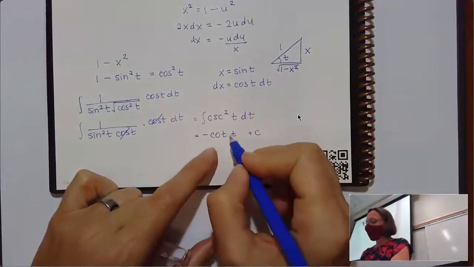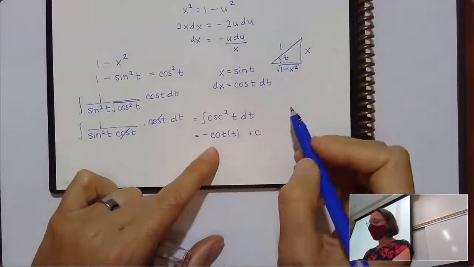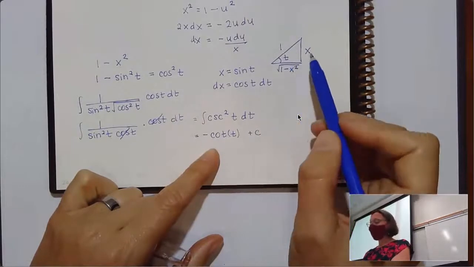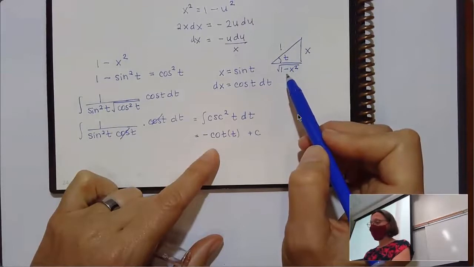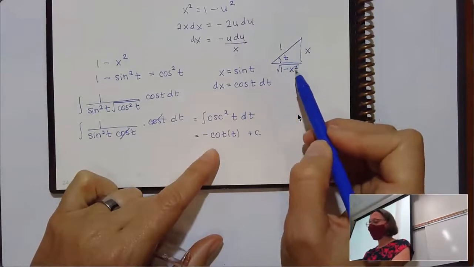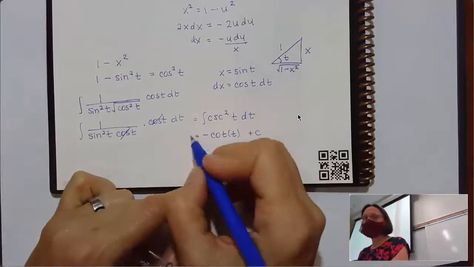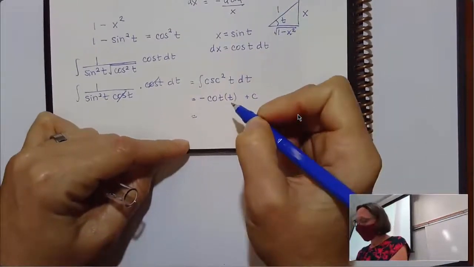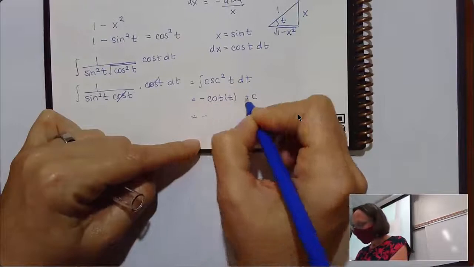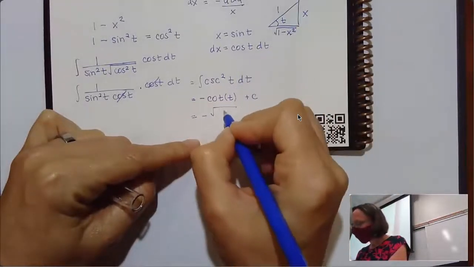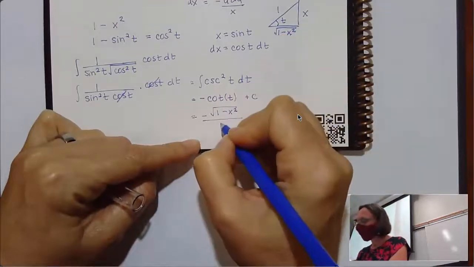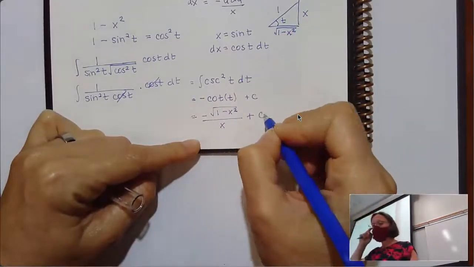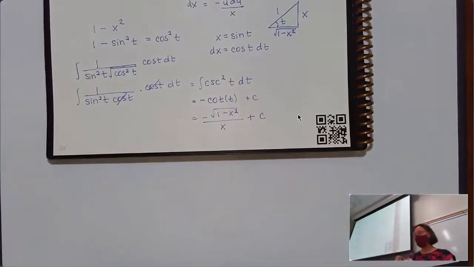And now cotangent for this picture: tangent would be opposite over adjacent, so cotangent should be adjacent over opposite. That adjacent side was the square root of 1 minus x squared, and then the whole thing would be over that opposite side, plus a constant. Hey, look, that is exactly what the table told us.